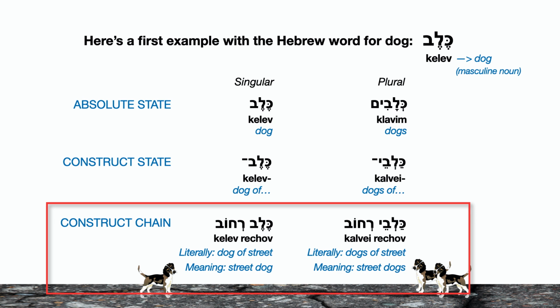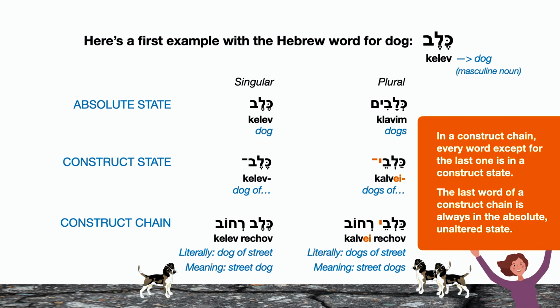And to say street dogs, we have klavey, which is in a construct state, that means dogs of, plus rechov, which means street, becomes klavey rechov. Klavey means dogs of, and rechov means street. So klavey, dogs of, plus rechov, street, means dogs of street. Klavey rechov. That's how we say street dogs.